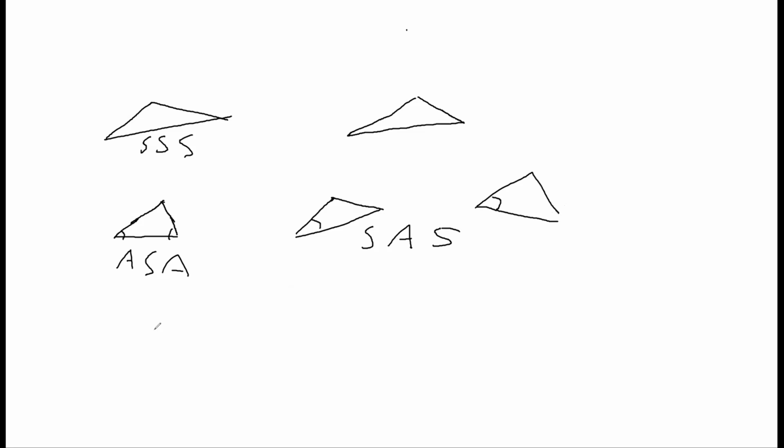And now we also have, what's the next one? Let's see. Angle side angle, ASA. So we have two angles here. Let's see, we have angle 1 here, angle here.